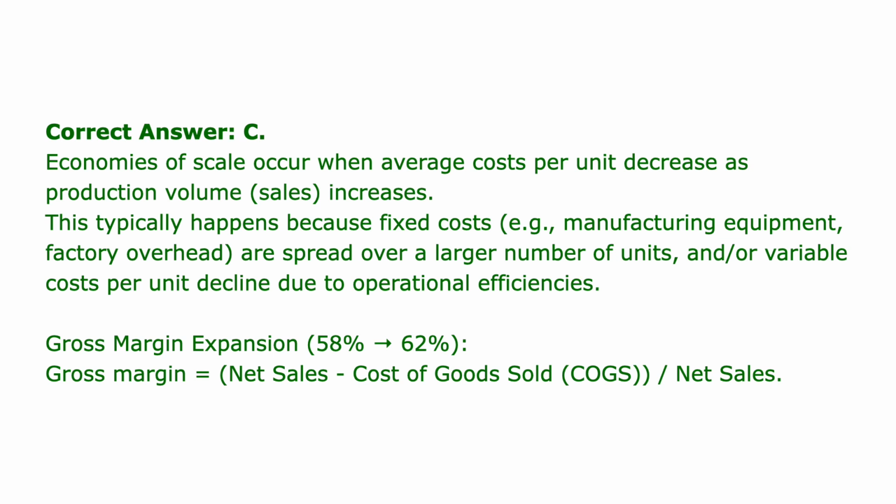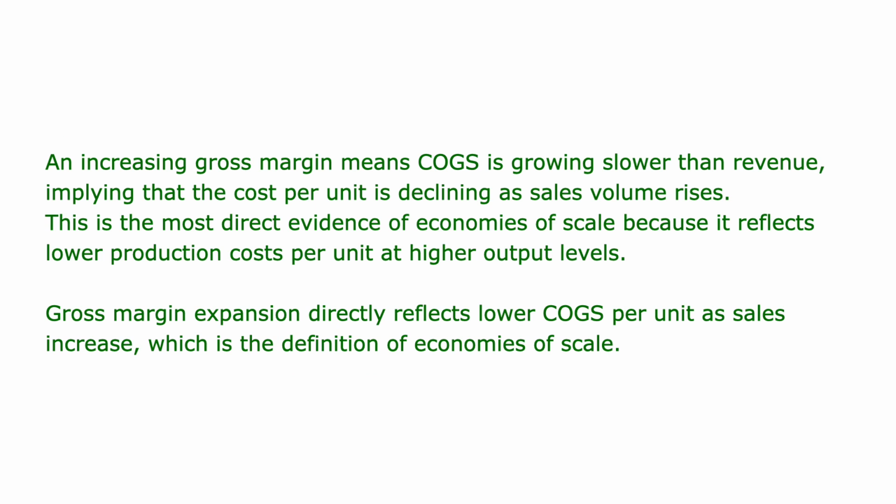Correct answer, C. Average cost per unit decreases as production volume increases, because of economies of scale. Fixed costs are spread over more units and/or variable costs per unit decline. Gross margin increased from 58% to 62%. Increasing gross margin indicates that COGS is growing slower than revenue. Declining cost per unit with rising sales volume demonstrates economies of scale. Gross margin expansion directly reflects lower COGS per unit as sales increase, signifying economies of scale.